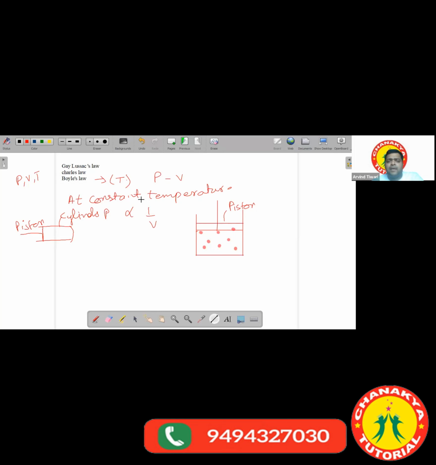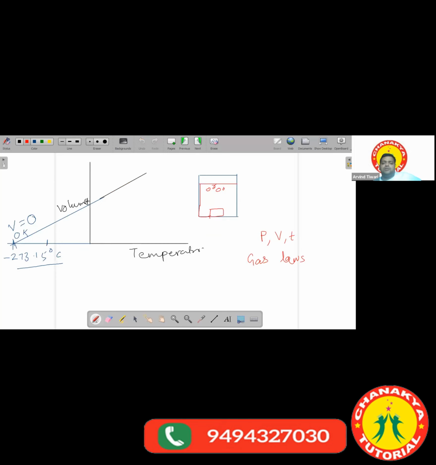In Charles's law, it is the variation of volume with temperature, keeping pressure constant. In Charles's law, we observe that volume is directly proportional to temperature. If the pressure is constant, we are not going to increase or decrease the weight, and suppose you start heating it, if you increase the temperature, the volume of the gas will also increase. This we call Charles's law. We just studied before, we plotted the graph between volume and temperature. This is because of Charles's law.